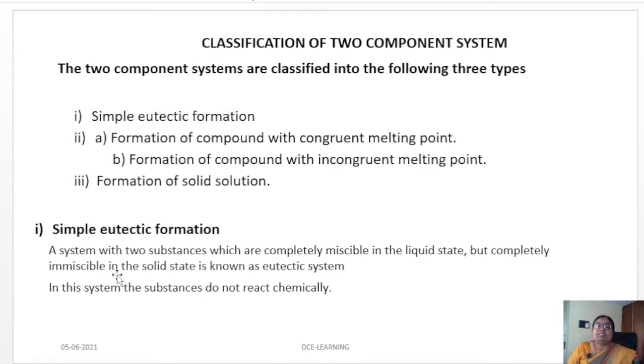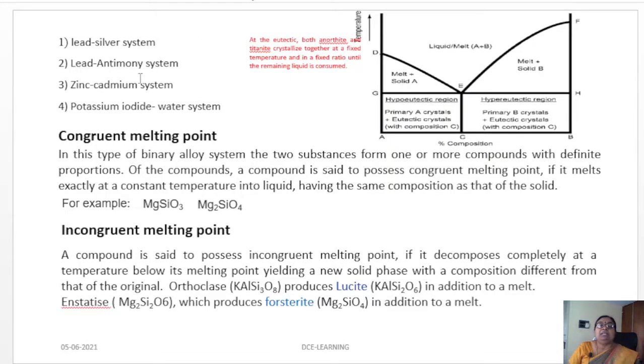What is the definition of a simple eutectic formation? A system of two substances which are completely miscible in the liquid state but completely immiscible in the solid state is known as a eutectic system. In this, the substances and their composition do not react chemically. For example, lead silver system, lead antimony system, zinc cadmium system, or potassium iodide water system.